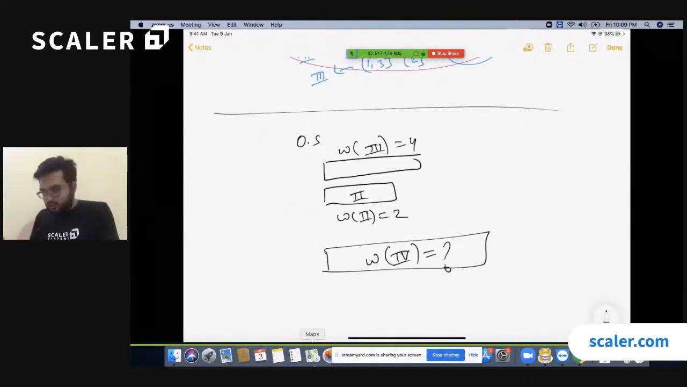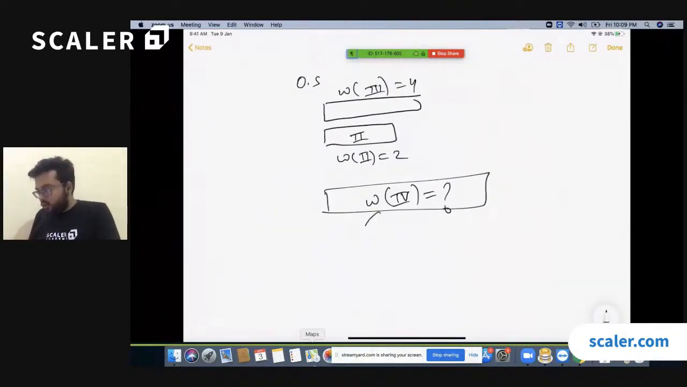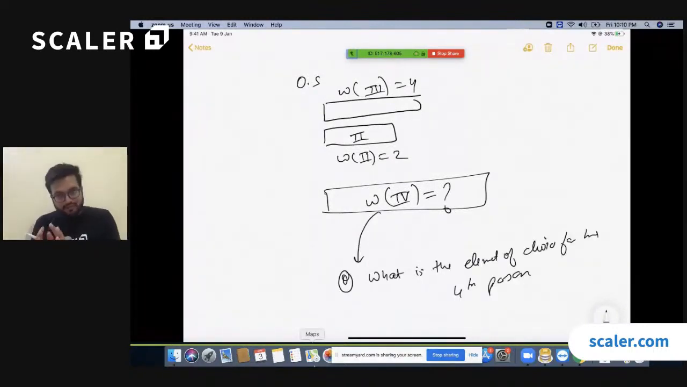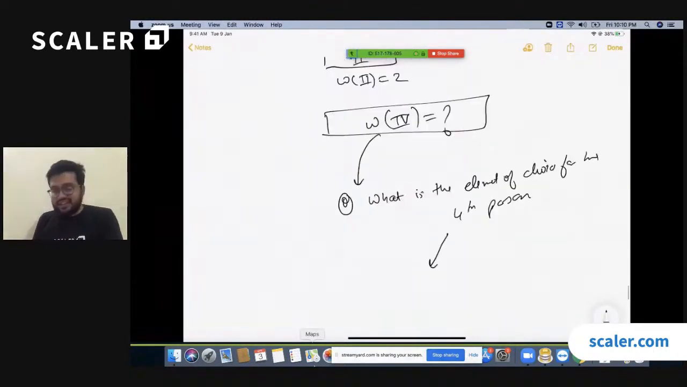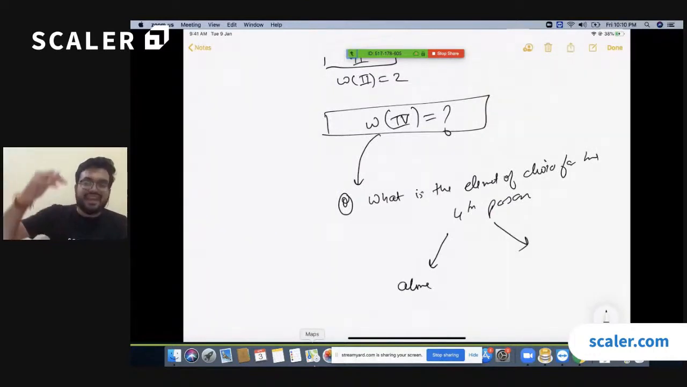To figure that out, we try to answer the question: what is the element of choice for the 4th person? The first choice that he or she has is either to enjoy the party alone, or to pair up with anybody else. Okay? The other option is that he or she can pair up.